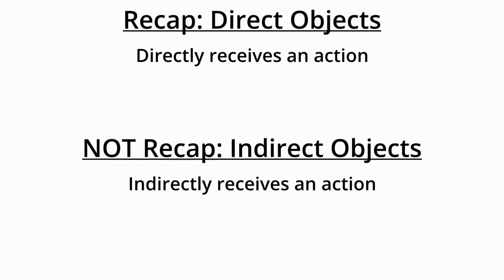You should remember from the previous video that a direct object is something or someone who directly receives an action. In a similar manner, the indirect object is also someone who receives an action, except it happens indirectly.